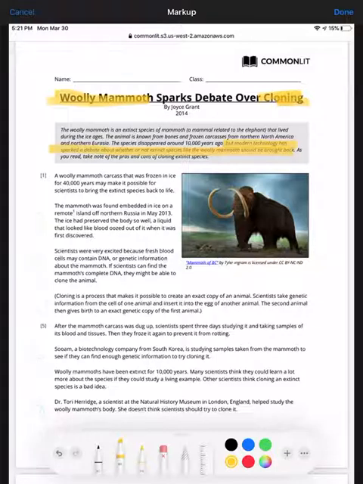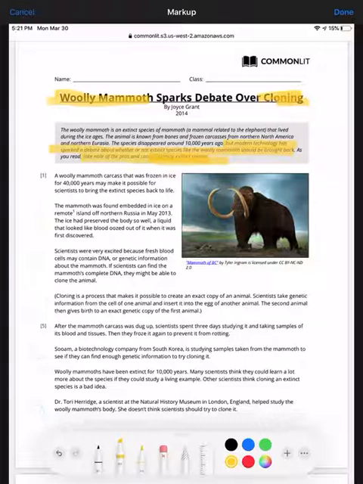Right there in that gray paragraph that you do not read all the time just gives me an idea of what this is going to be about. As you read, take note of the pros and cons of cloning extinct species. Look at that. It's literally telling you exactly what it's going to be about, guys. The pros and cons of cloning extinct species. This is an argumentative kind of thing, right? Something that we've talked about, all right?